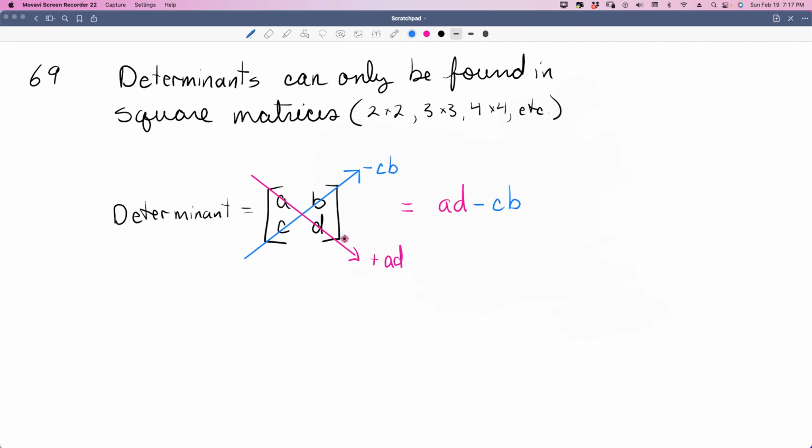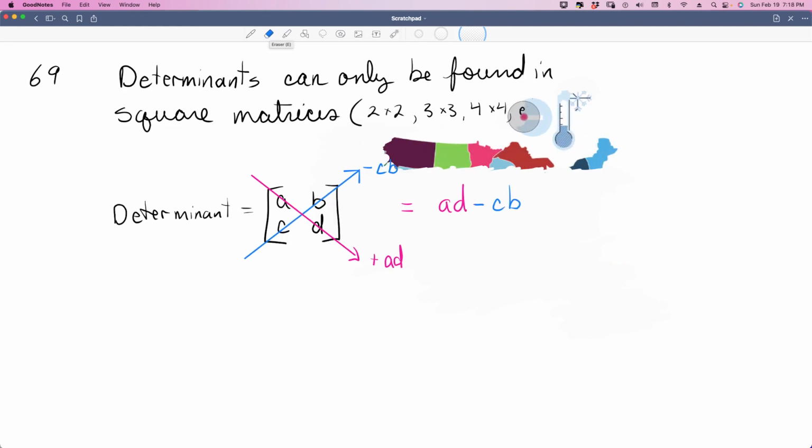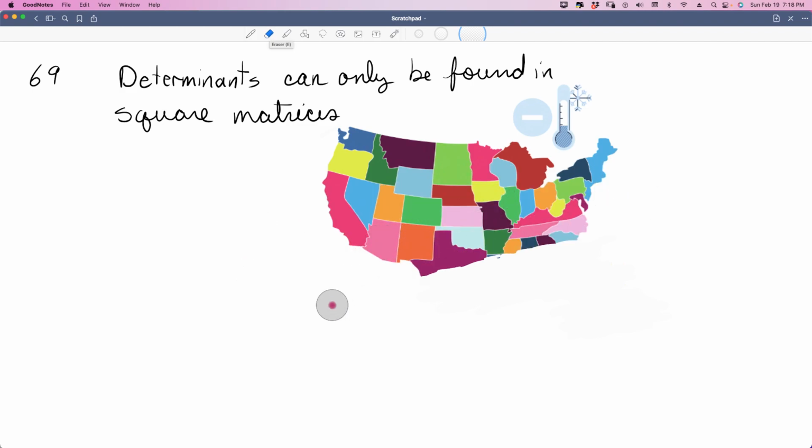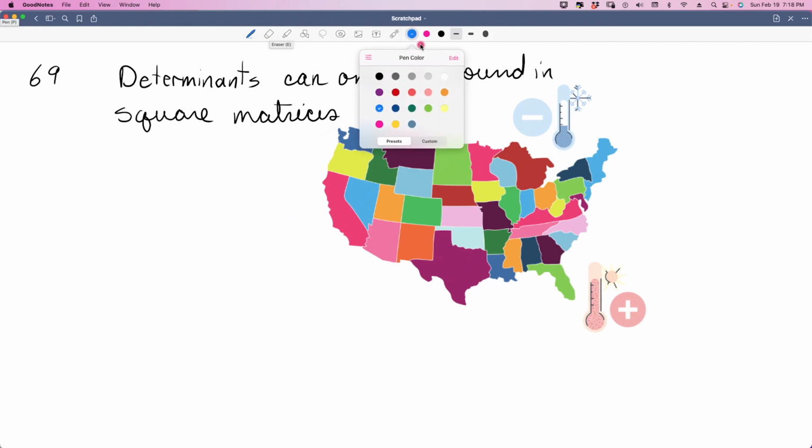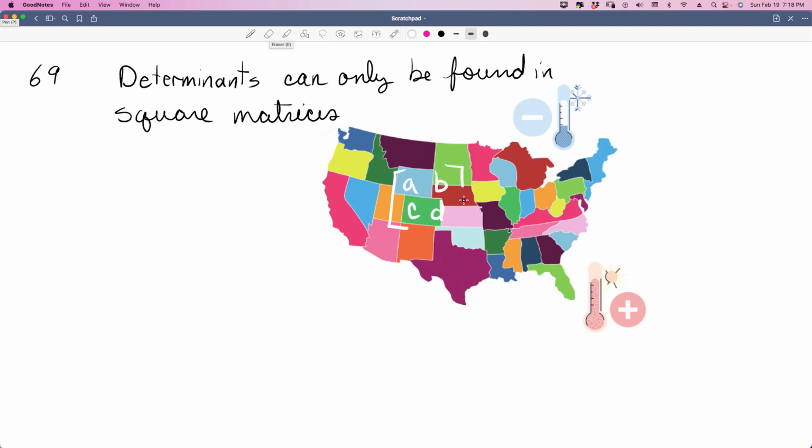And usually down is negative. Here it's positive. So to give you a better illustration of that, I'm going to erase this and do it again. Picture the United States, right? If you have your matrix, you have A, B, C, D, right?